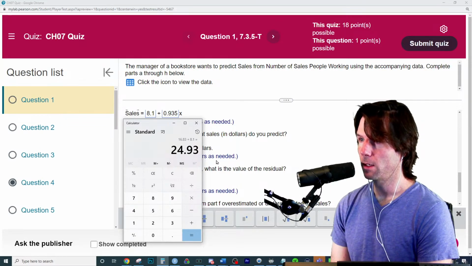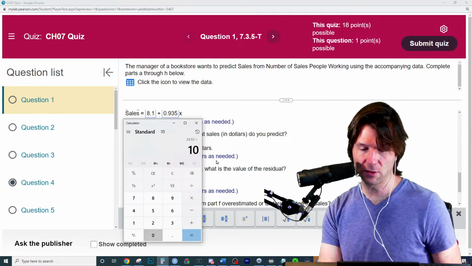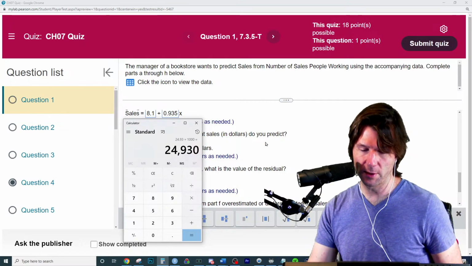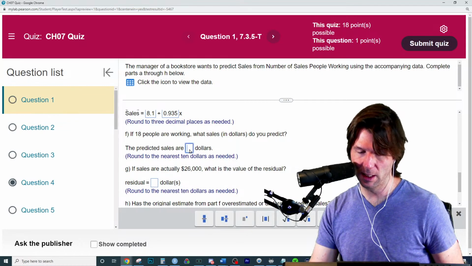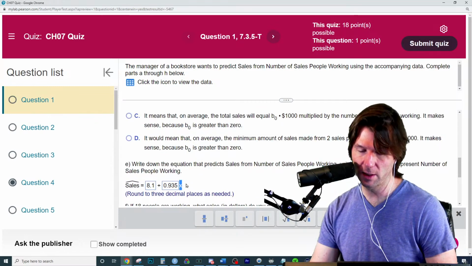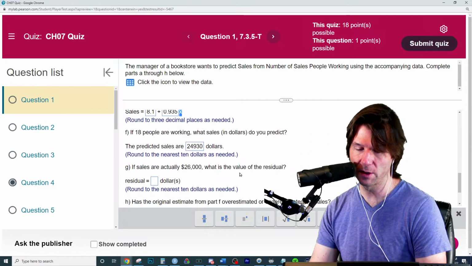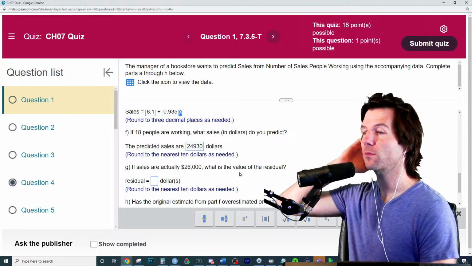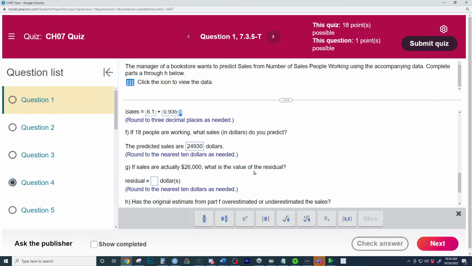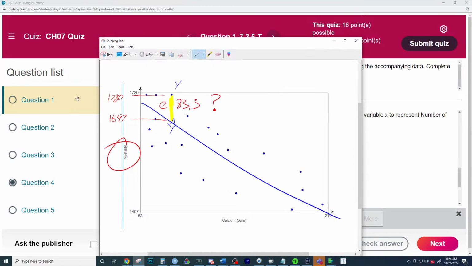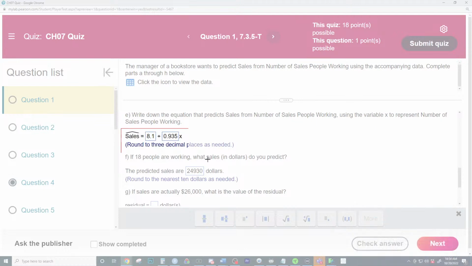Just plug it in. Now, also, you need to multiply this by 1,000. And there it is right there, 24,930. It says round to the nearest $10 as needed. So once again, all we did was plug in 18 right here. Do realize it's also telling you to do it in thousands of dollars. So we just found the predicted value. That value we see on the screen is the Y-hat value, according to the regression model, which is why it's got a hat on it.